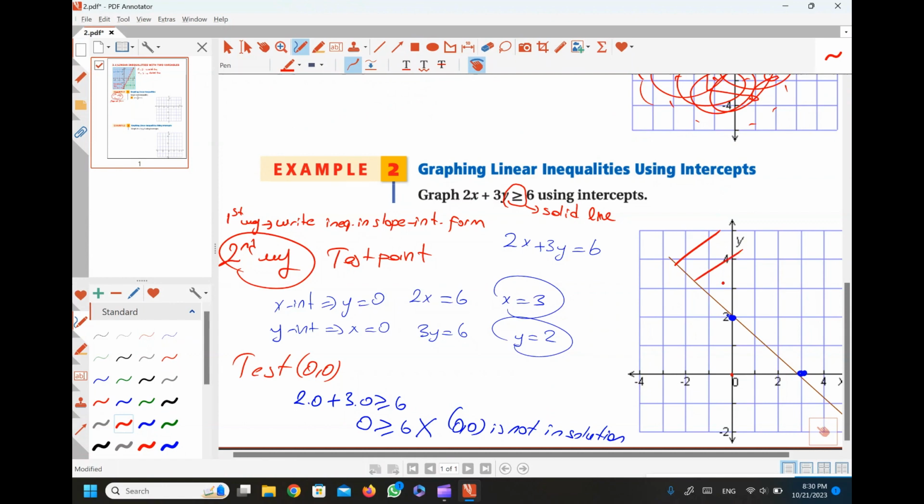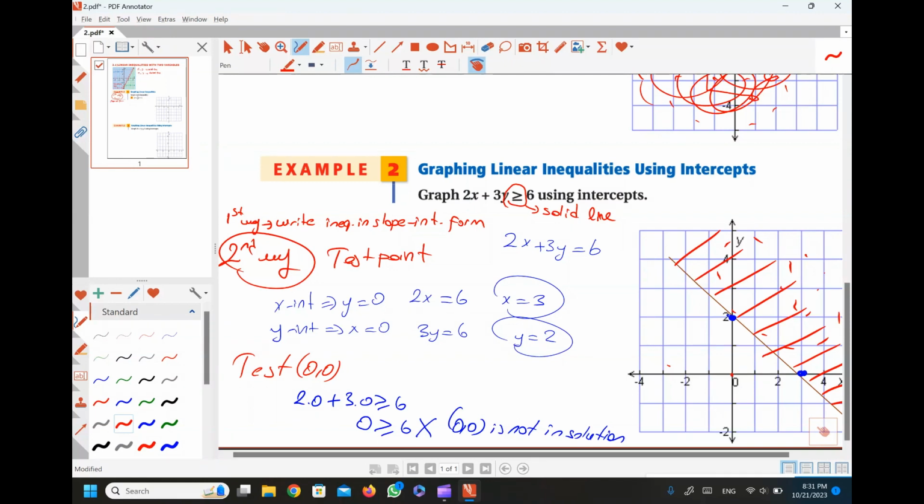So you shade above the line. So this is your solution. No matter what point you pick in this solution set, it will satisfy this given inequality. But from the other part, you pick any point that you want, it will never satisfy. It will always result in a wrong statement. So this is your solution, and this is the second way.